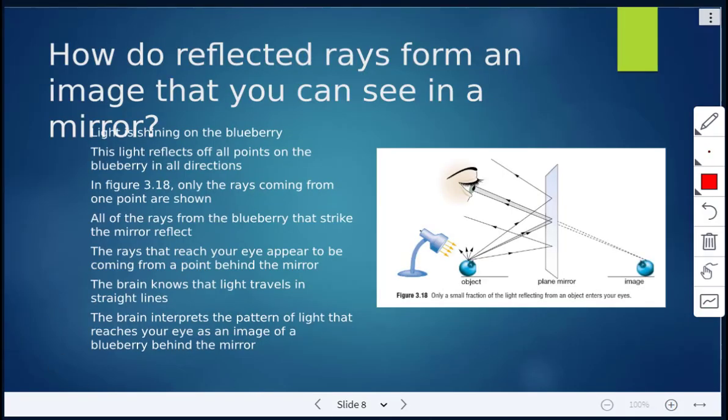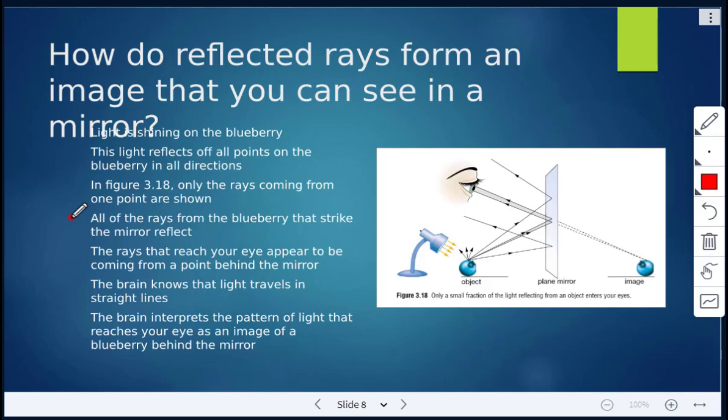So the next part here is how do reflected rays form an image that you can see in a mirror? Light is shining. In this example, we have light shining on the blueberry, and this light reflects off all the points on the blueberry in all directions. In this figure, we're only seeing the rays coming from one point, just from this point right here. But keep in mind that the light reflects off all points on the blueberry in all directions.